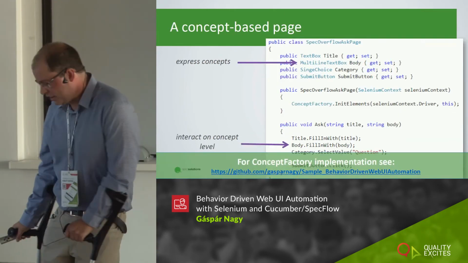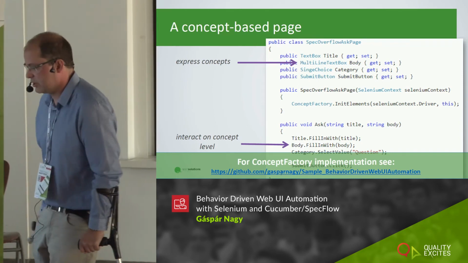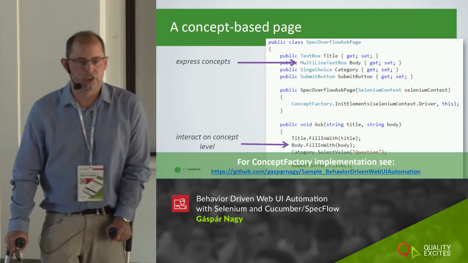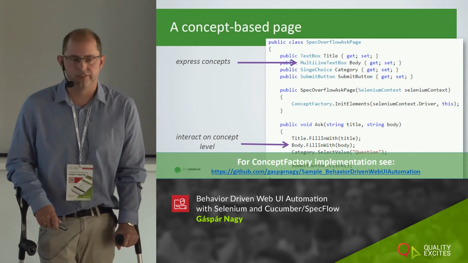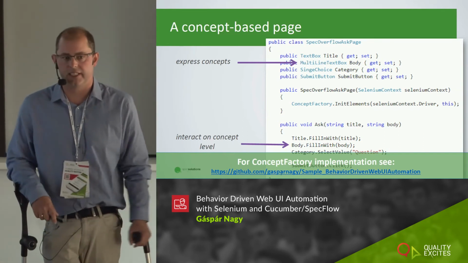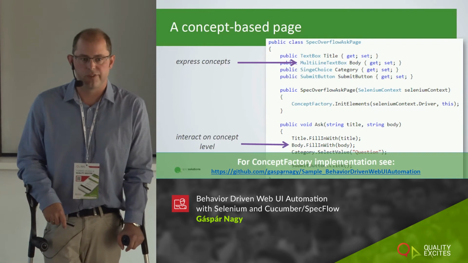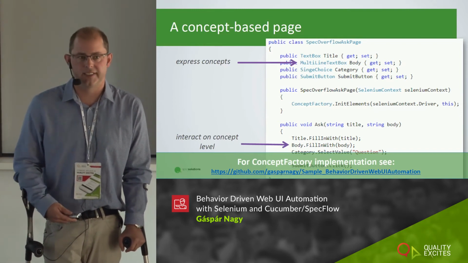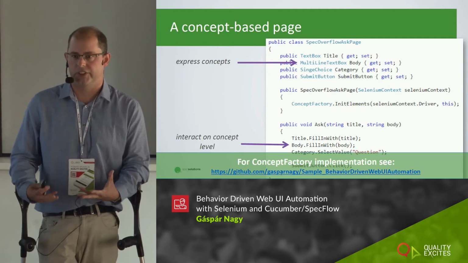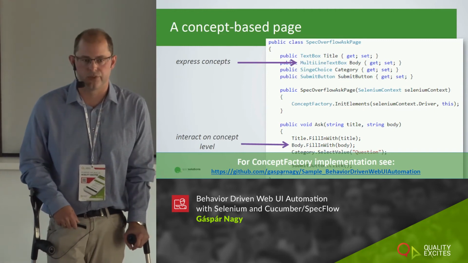If you implemented the page object with these concepts, then your page object would look like this. It would have a title property, but the title property would be a single text entering concept. You would have a body and so on, but these would not be just IWebElements, not just HTML elements, but representations of the concept that you can automate.